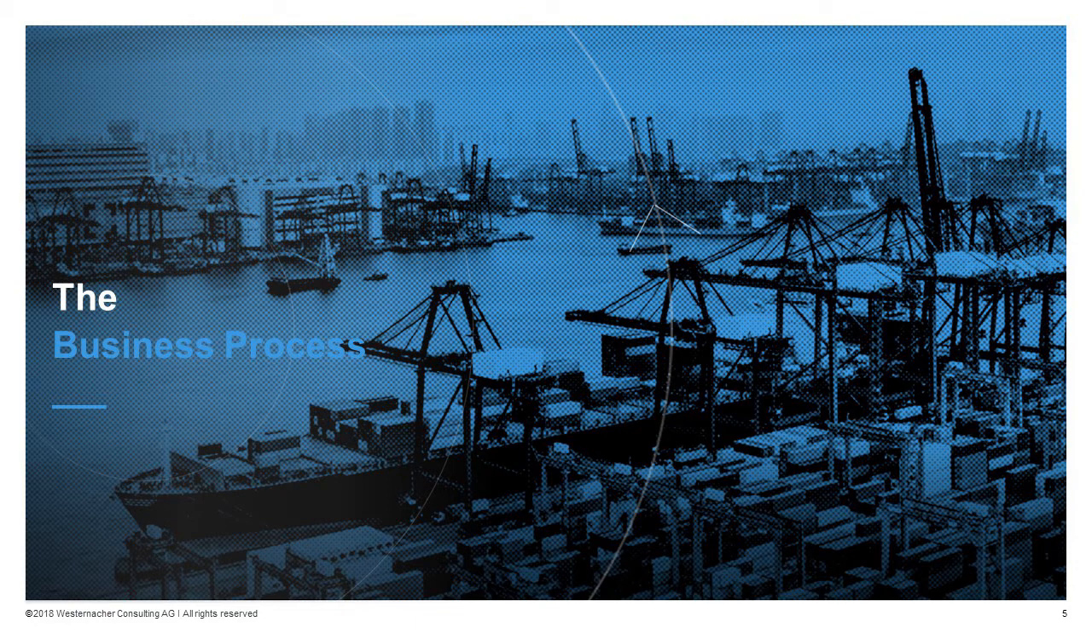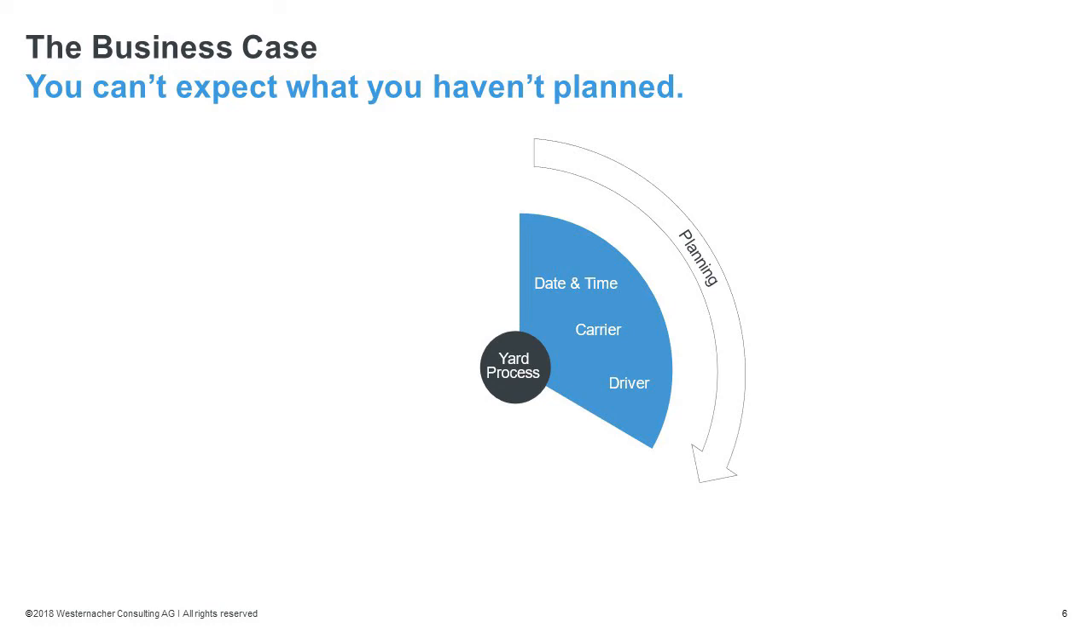Okay, so starting with the business process. What can you expect? The first step in the yard process is a kind of planning. That means I specify the date and time, my carrier, my driver, and all the other information that I know upfront before my transport is actually coming in. This might also be some other data, for example a pager number or some license plates. All the information I have upfront is more or less put into a planning.